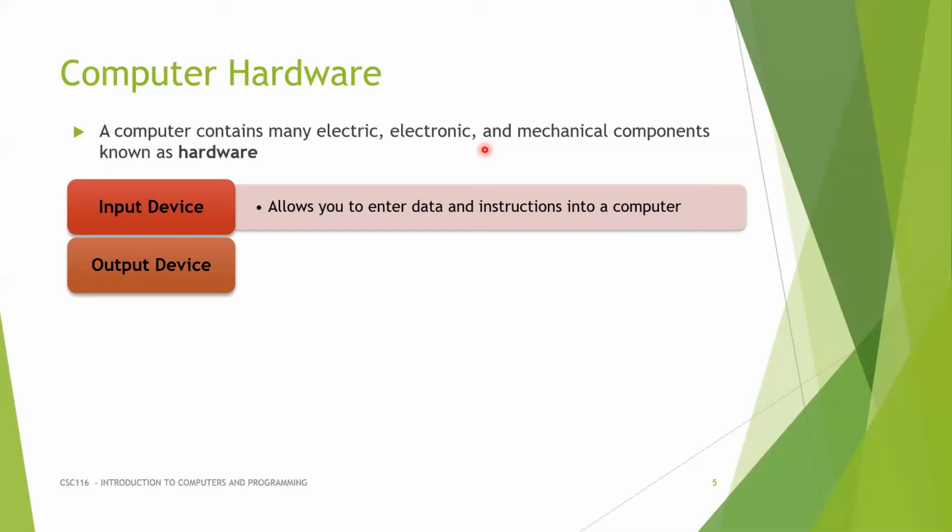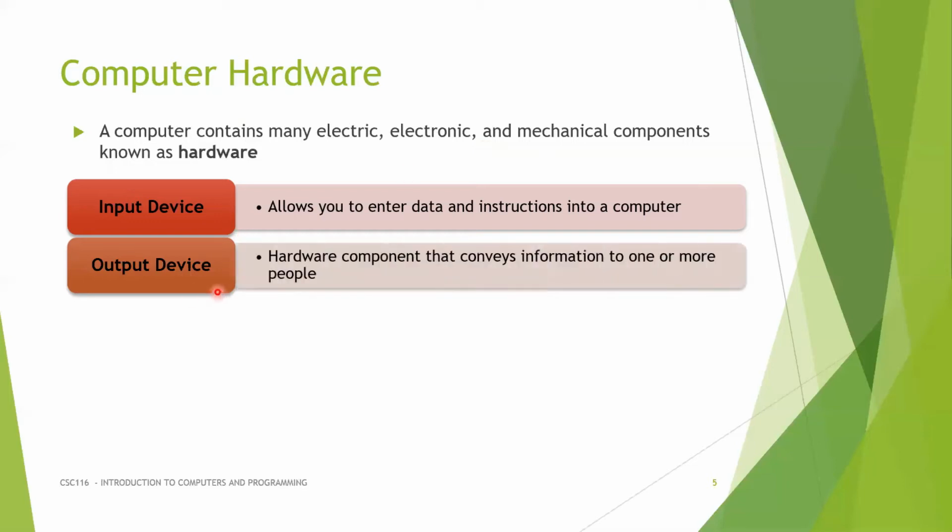Next, bila kita ada device untuk masuk, kita juga ada device untuk keluarkan information dekat user. So kita ada output device. So output device maksudnya hardware component that conveys information to one or more people. Macam sekarang kat depan awak kita ada monitor, right? So monitor itu adalah salah satu example of the output device. Selain itu kita ada printer, kita ada projector kalau kat kelas, itu semua adalah salah satu example of output devices.